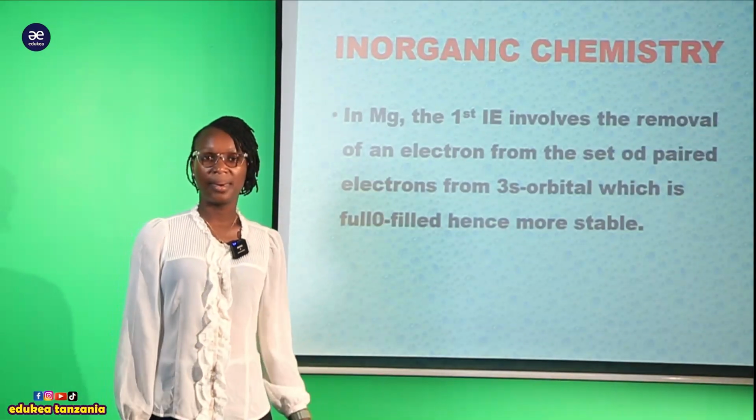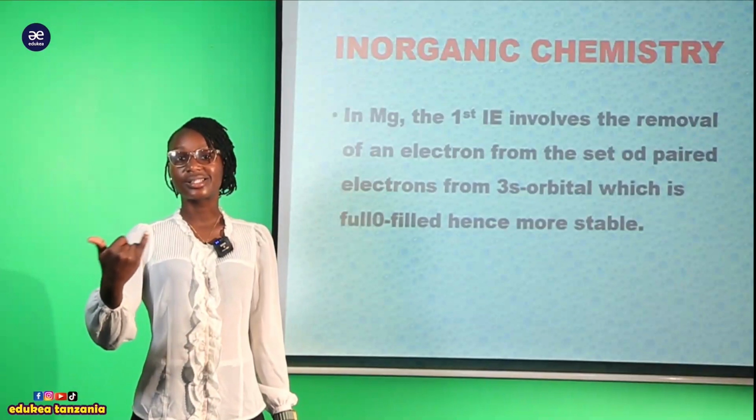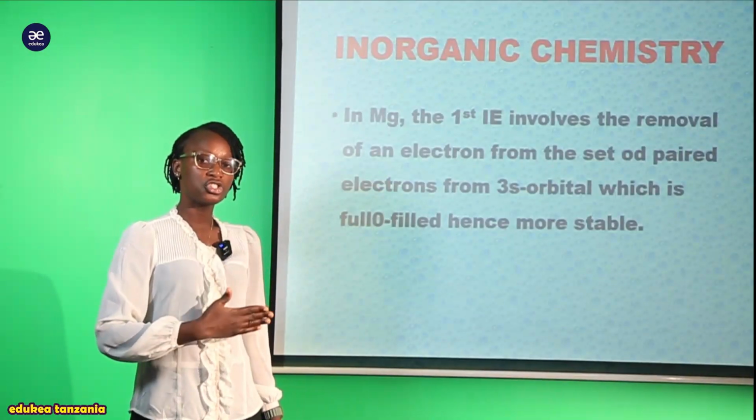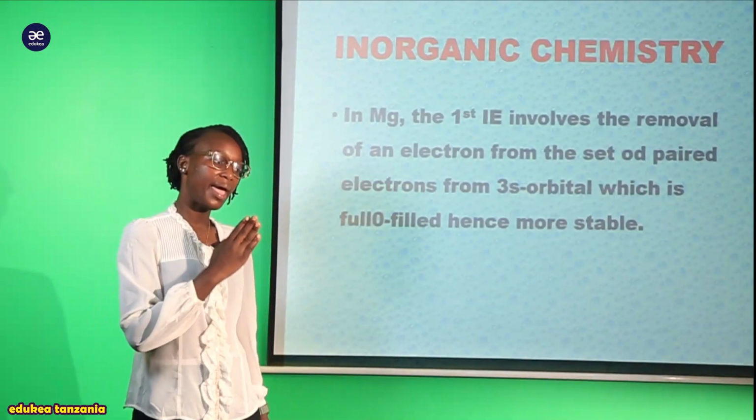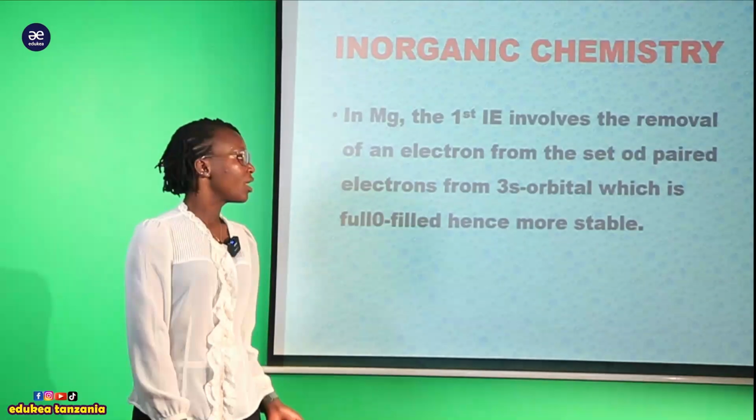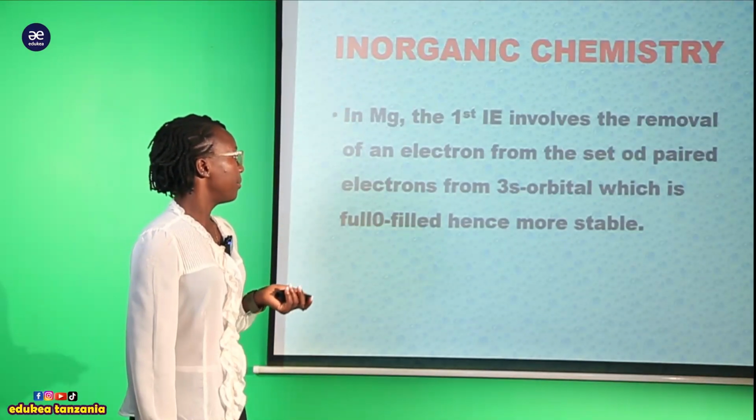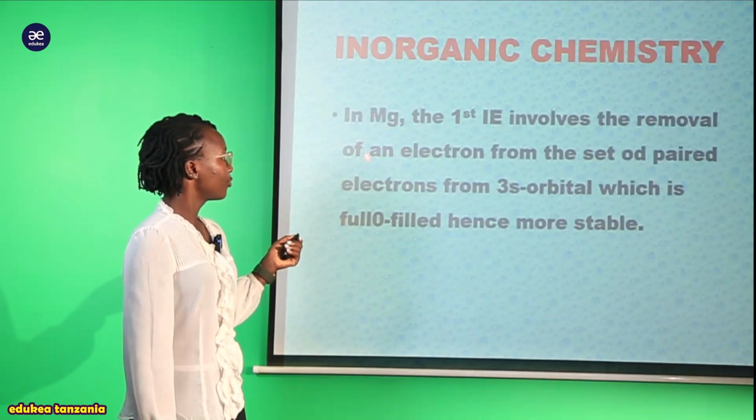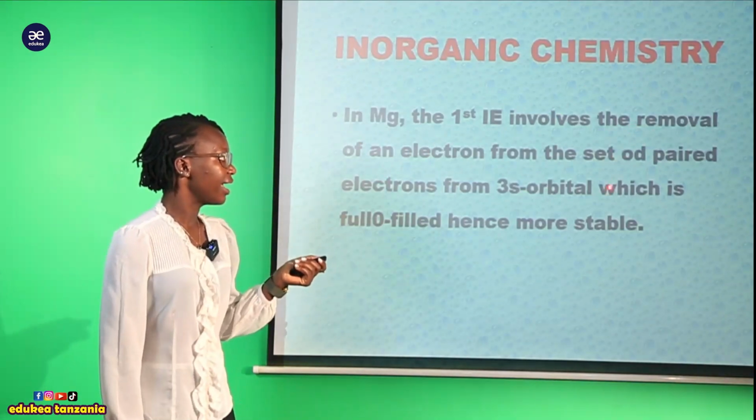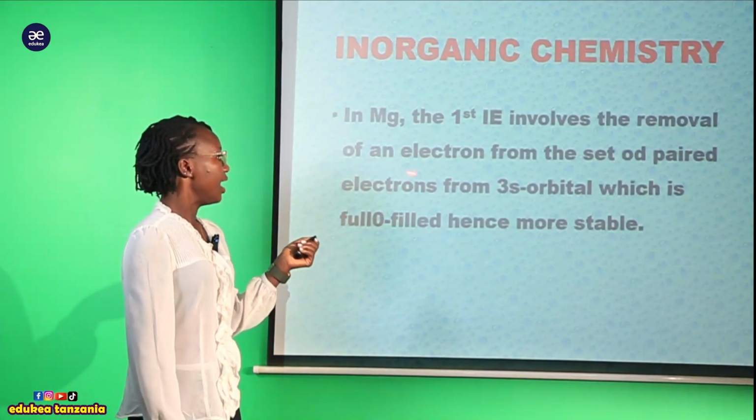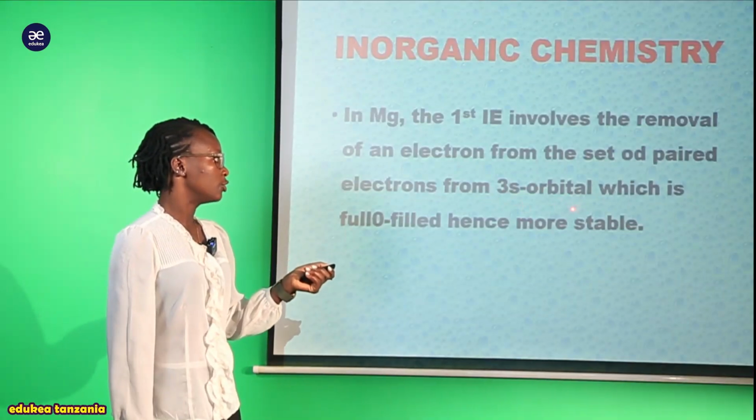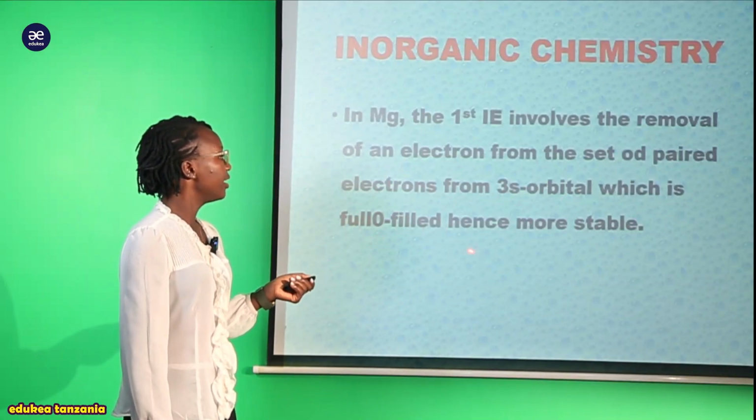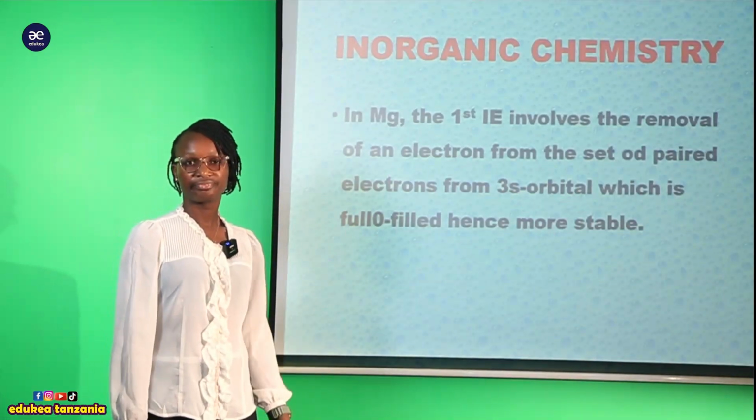Okay, let's just start with magnesium. Remember, here we are talking about the trends observed between magnesium and aluminum, the way we move from Mg to Al. So let's start with magnesium. In magnesium, the first ionization energy involves the removal of one electron from the set of paired electrons in the 3s orbital, which is fully filled, hence more stable.